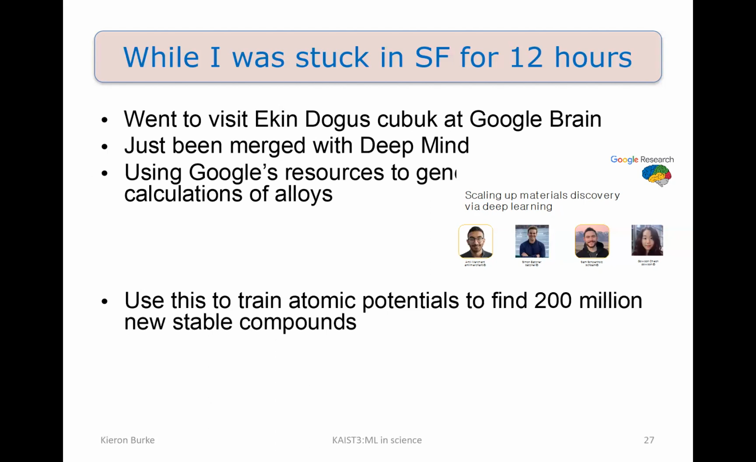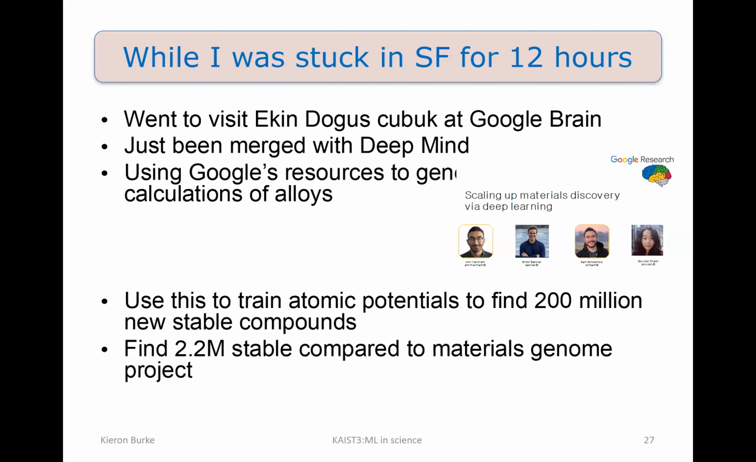They do this with leftover CPU cycles at Google. So they just have it running in the background behind everybody else's job, but because they're at Google, that's still a lot of CPU. They run a bunch of DFT cases, and they train a force field, and they find 200 million new compounds.